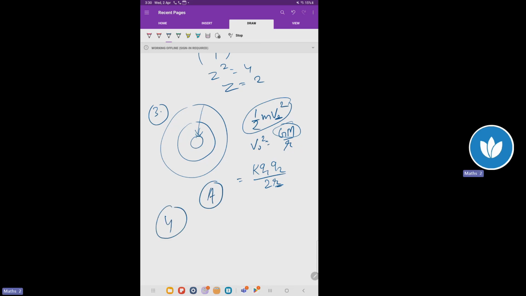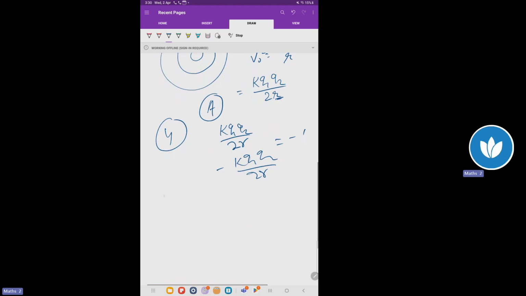Question 4. In the Bohr model of the hydrogen atom, the ratio of kinetic energy to total energy. Kinetic energy is Kq1q2 by 2r and total energy is minus Kq1q2 by 2r. Ratio is -1. Option A. Question 5. According to Bohr's theory of the hydrogen atom, the speed of the electron is proportional to Z by n. Option C.